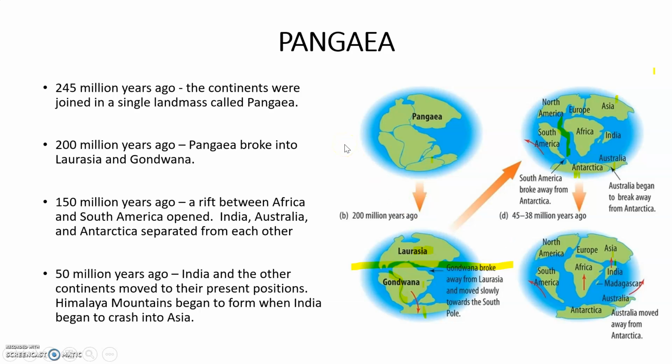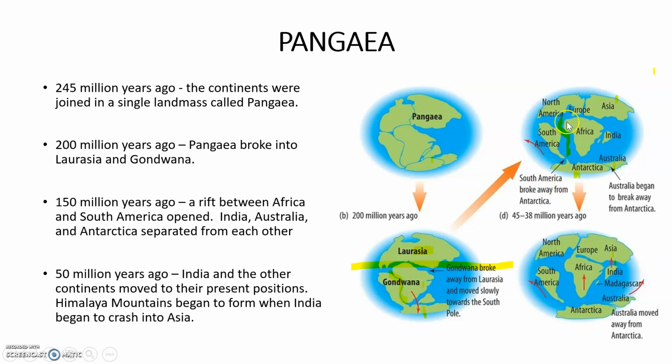All right, this is the idea of Pangea and what they believe it looked like. So about 245 million years ago, the continents were in a single landmass. And then about 200 million years ago here, they split apart into a northern part and a southern part. Laurasia, hence the term Asia, is in the north, and then Gondwana was in the south.